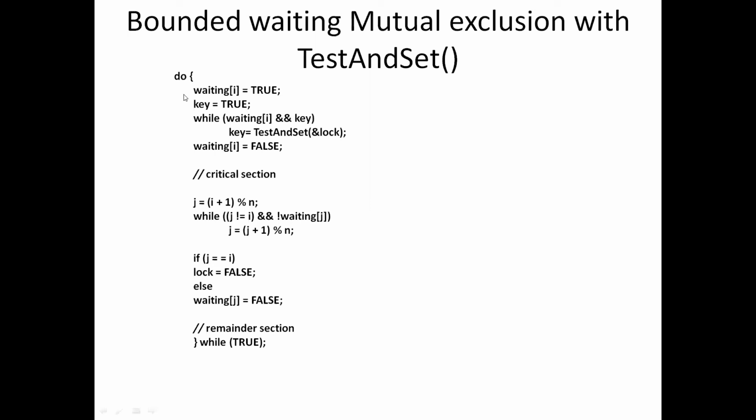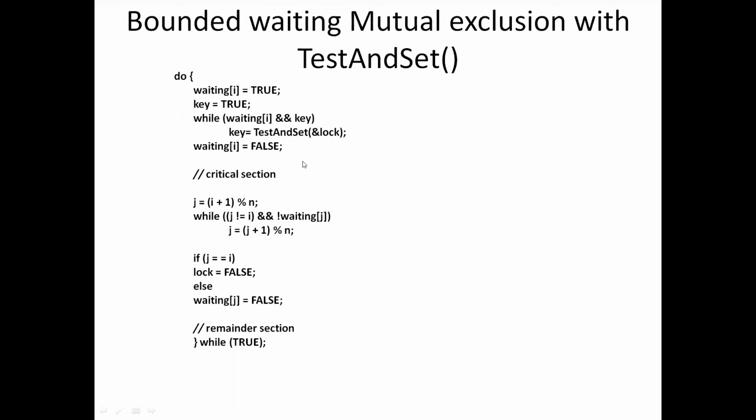In this code, this is the entry section code, this is the exit section code, and this is the remaining code. Before entering into the critical section itself, process 0 is specifying that it is entering into the critical section, and that it doesn't want to enter again. So it is giving a chance to other processes to enter into the critical section by using the statement waiting of I equal to false.